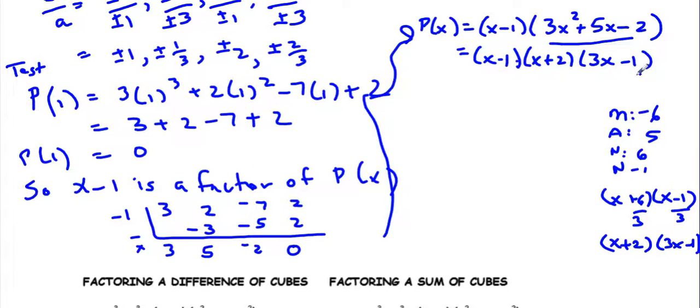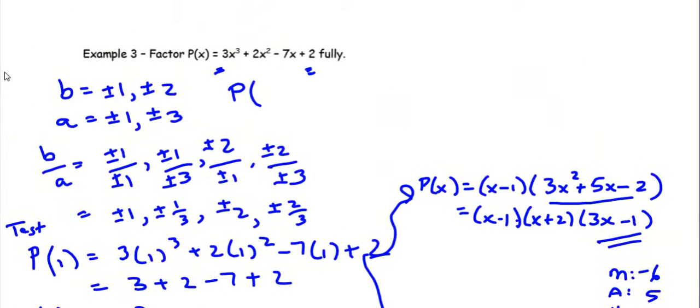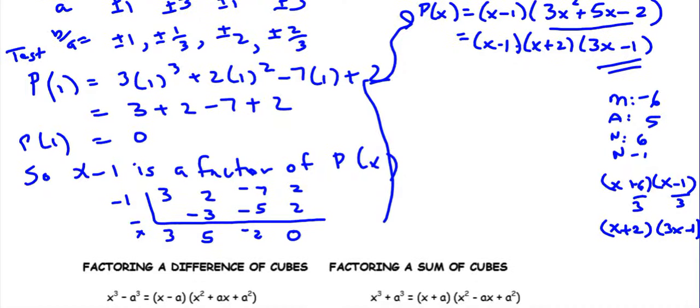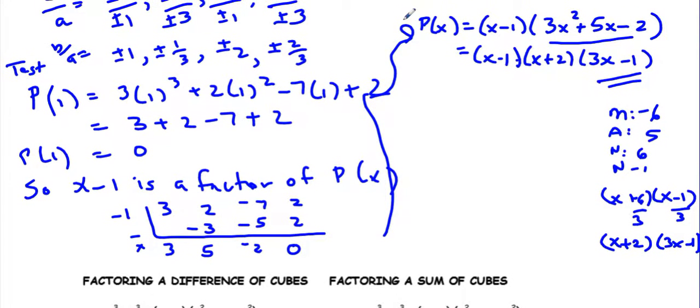Just curious, if we go back and look at 3x minus 1, that would mean that our b over a would have been positive 1 over 3. And was that one of our possibilities here for b over a? Here, I'll just write in b over a here. Yeah, 1 over 3, right? So we could be pretty confident of this answer. So we have factored this. Okay. All right.